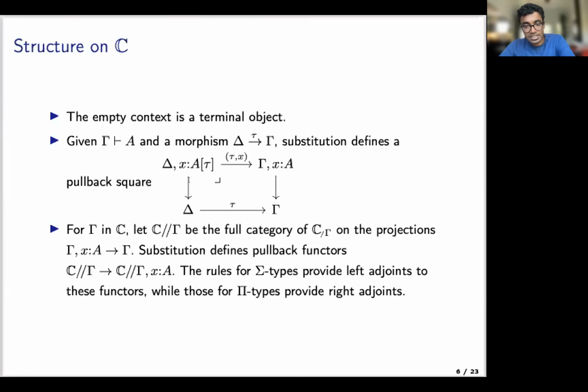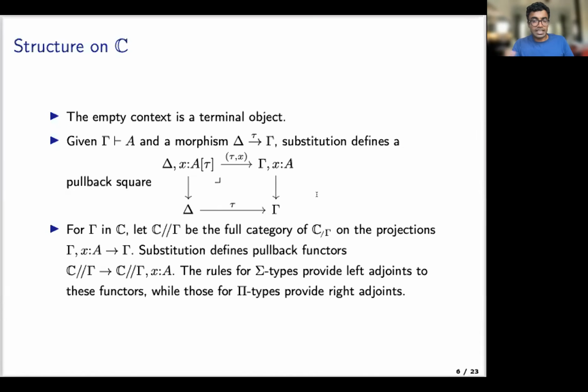Then it so happens that in the contextual category, this square obviously commutes because the morphism upstairs is just tau with the variable added, and then both these things just drop the variables at the end. And so the square obviously commutes, but it's moreover a pullback square. So a little bit of category theory. Hopefully people know what a pullback square is.